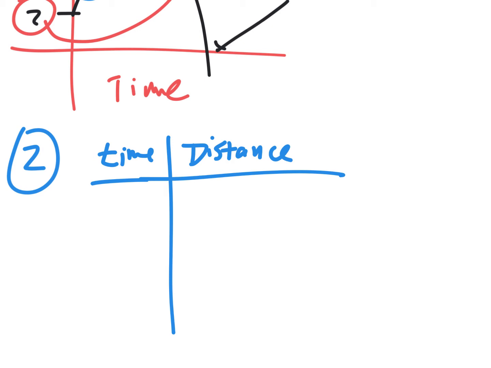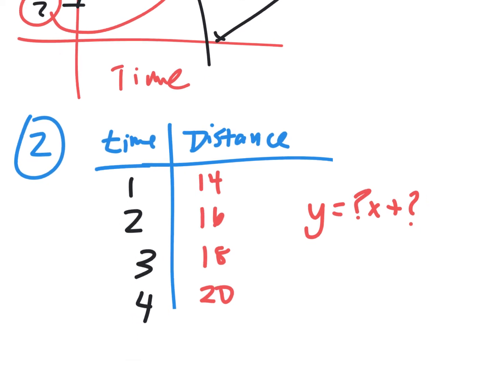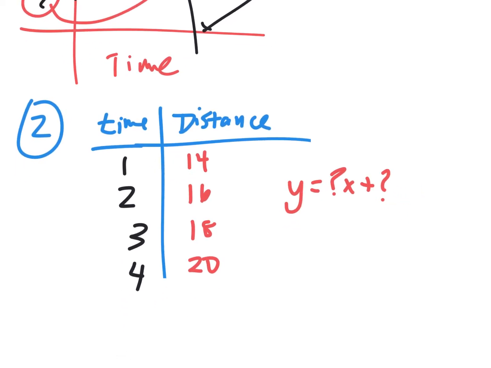I'm going to give you time 1, 2, 3, and 4. And the distance that the ball will have gone is 14, 16, 18, and 20. Use that data to write me a regression equation for it. And then answer this question: if the time had been 0.2, what would the distance have been?